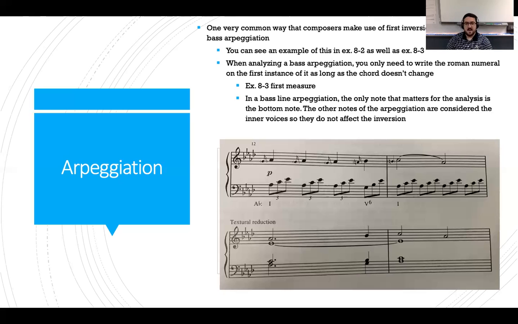We can reduce this down and just have a nice line. The arpeggiation just makes it a little bit more interesting, because while the reduced version sounded nice, it isn't nearly as interesting. I think it's definitely one of the biggest functions of a first inversion or any inverted chord, is just to spice things up a little bit.